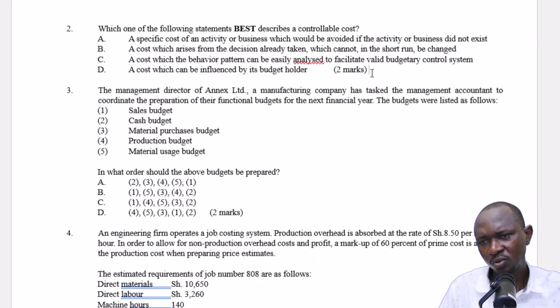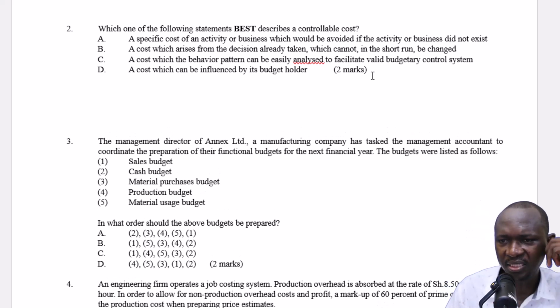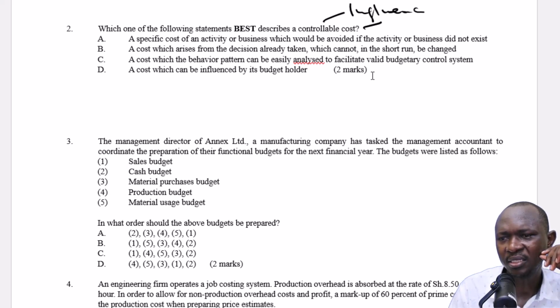Let's go to question 2. Question 2: which one of the following statements best describes a controllable cost? Now, even before looking at the multiple choices we have, a controllable cost is a cost which the management can influence.